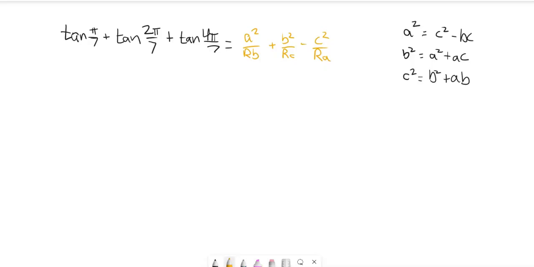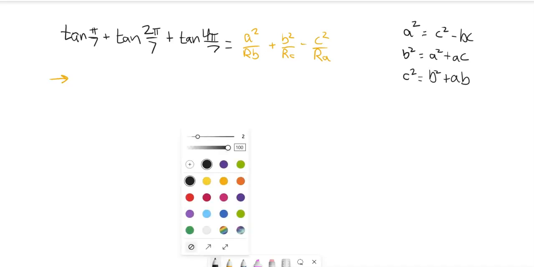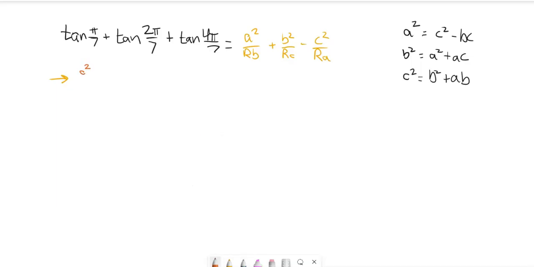And let's remember that a, b, and c are the lengths of the heptagonal triangle. They're opposite the angles pi over 7, 2 pi over 7, and 4 pi over 7. And R is the length of the circumradius of the triangle. Now, on the next line we're going to change out a squared, b squared, and c squared with their associated Ptolemaic identities, which I have used in numerous videos before. And I have proved those early on in the series.